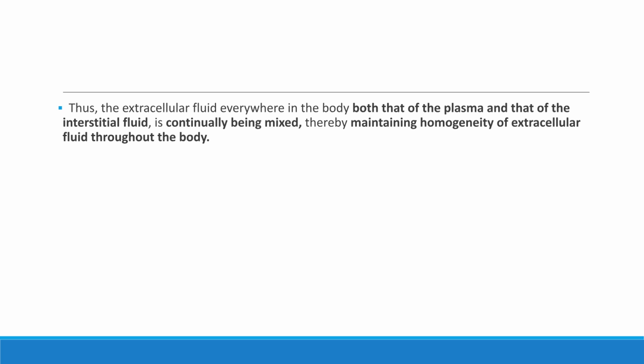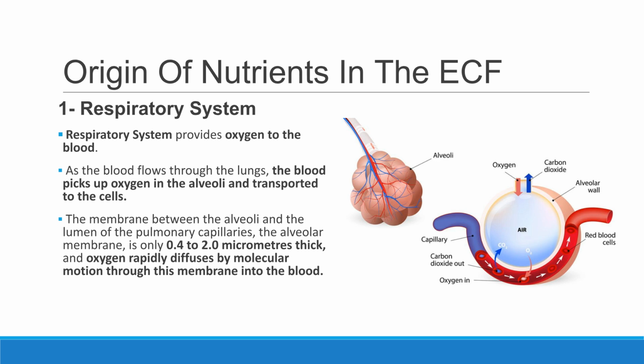This constant mixing maintains the homogeneity of the extracellular fluid throughout the body, encompassing both the plasma and the interstitial fluid. The respiratory system provides oxygen to the blood. Oxygen rapidly diffuses across the thin alveolar membrane into the blood to be transported to the cells.